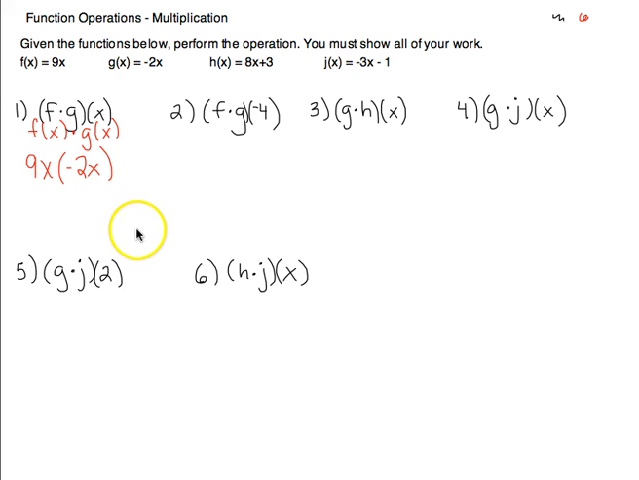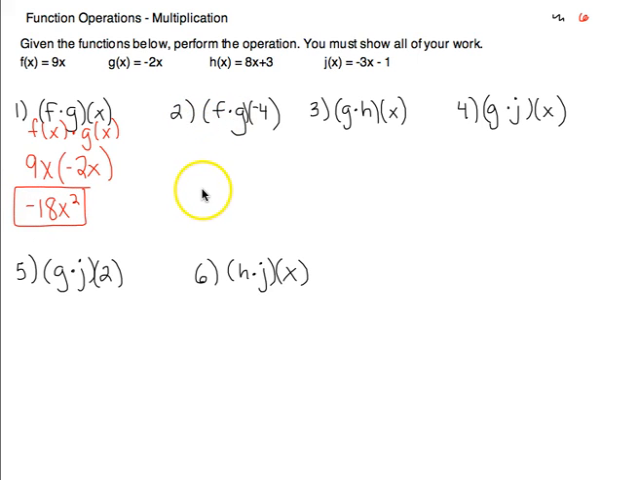So remember that when I do this type of multiplication, Algebra 1 rules tell us I multiply the coefficients together. So 9 times negative 2 is negative 18. And then I multiply the variables together. x times x gives me x squared. So negative 18x squared would be my f times g of x.